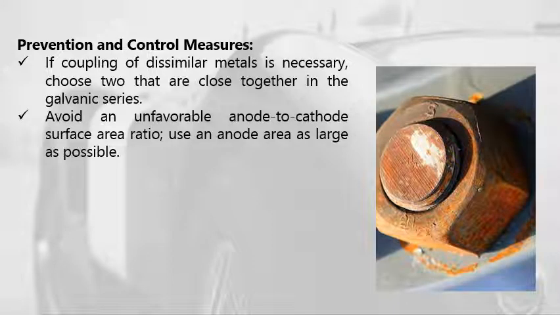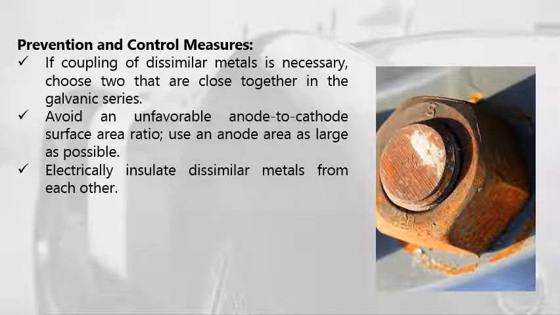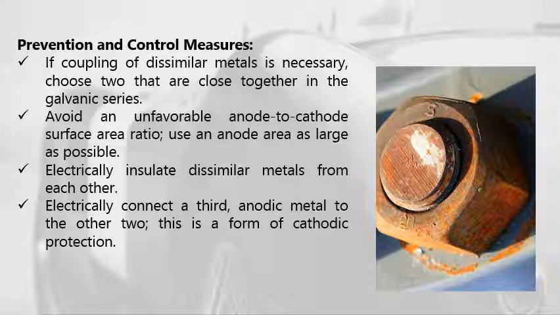Avoid an unfavorable anode to cathode surface area ratio. Use an anode area as large as possible. Electrically insulate dissimilar metals from each other. This is a form of cathodic protection.